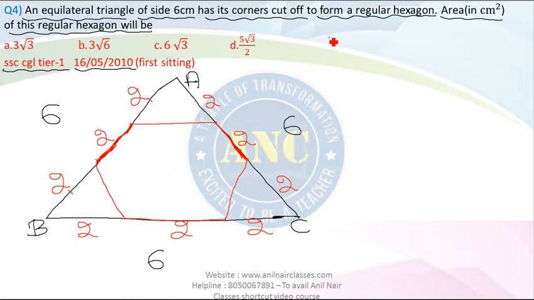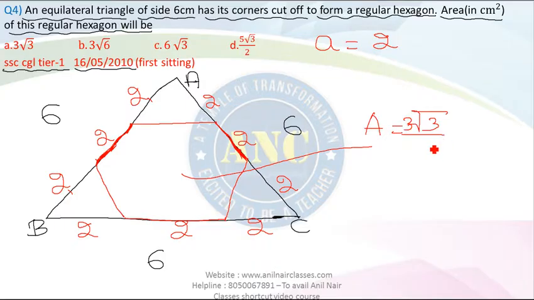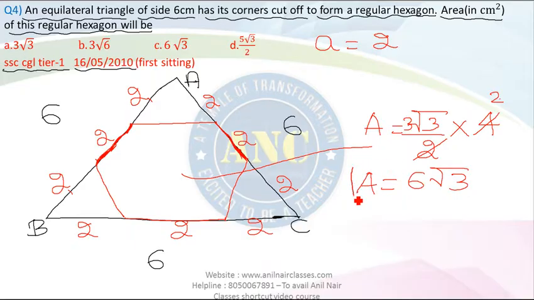That means basically a value for that regular hexagon is 2 units. They are asking you the area. Area is 3 root 3 by 2 into 2 square. A square is 2 square, so it is 4. 2 into 1, 2 into 2. 2 into 3 is 6. It is 6 root 3 square centimeters, which is nothing but the area of the regular hexagon. I hope I am making sense. Your understanding is what I believe.